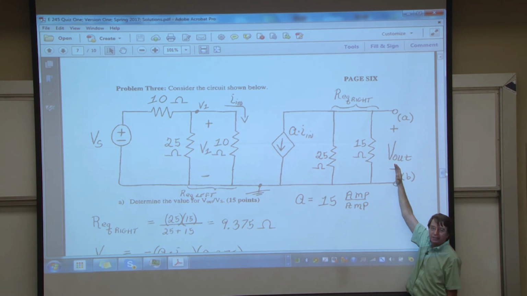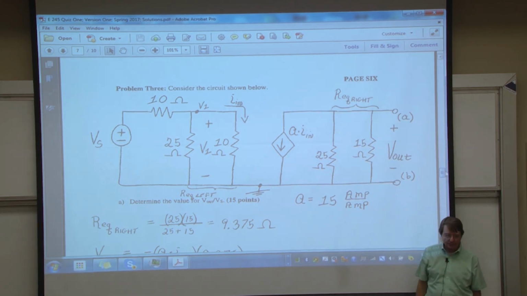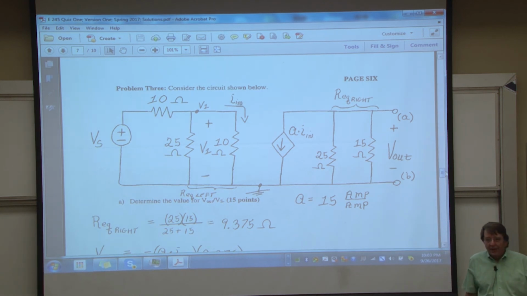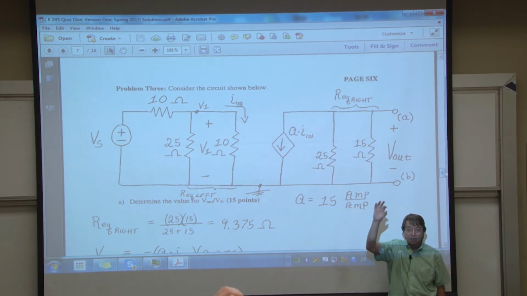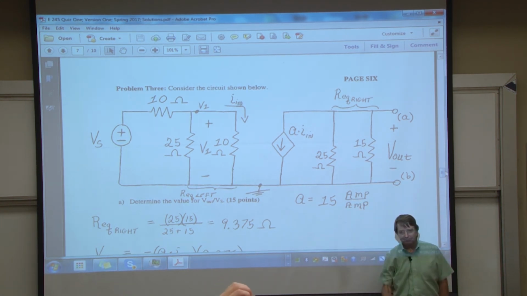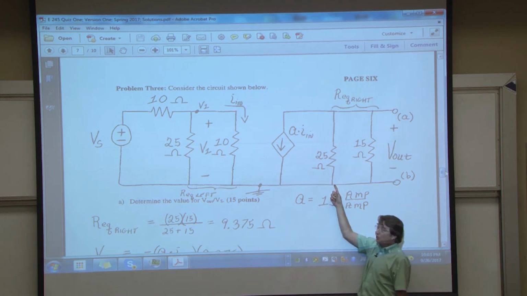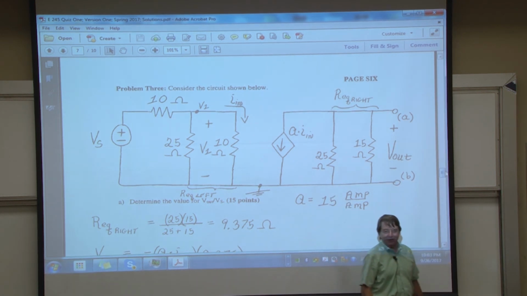By inspection. Minus A times I in. Now, let me say that again. If I put a short circuit, a wire with 0 resistance between A and B, how much current is going through the 15 ohm resistor? 0. I love that. That's good. I like that. 0.